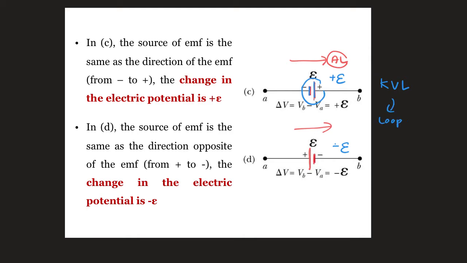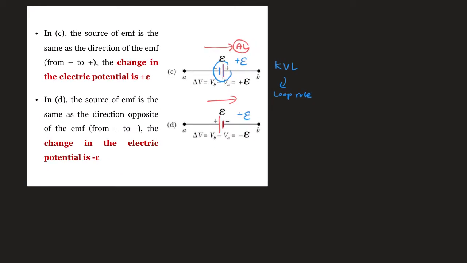Loop rule. Next, the concept of Kirchhoff current law, or we can call it the Kirchhoff junction rule. The thing you need to understand here is that the sum of the current entering the junction will be equal to the sum of the current leaving the junction. For example, if you have a junction like this, this is I1, this is I2, and this is I3. If the current is entering the junction, you can put it as a positive current.